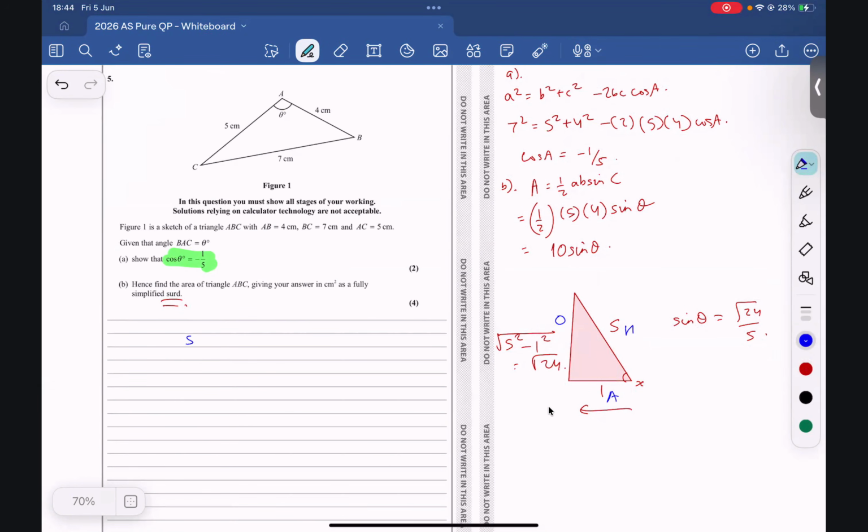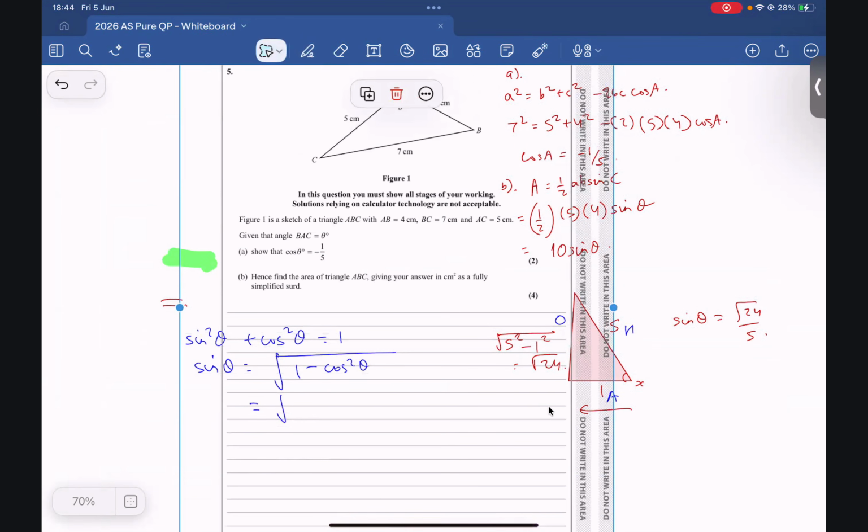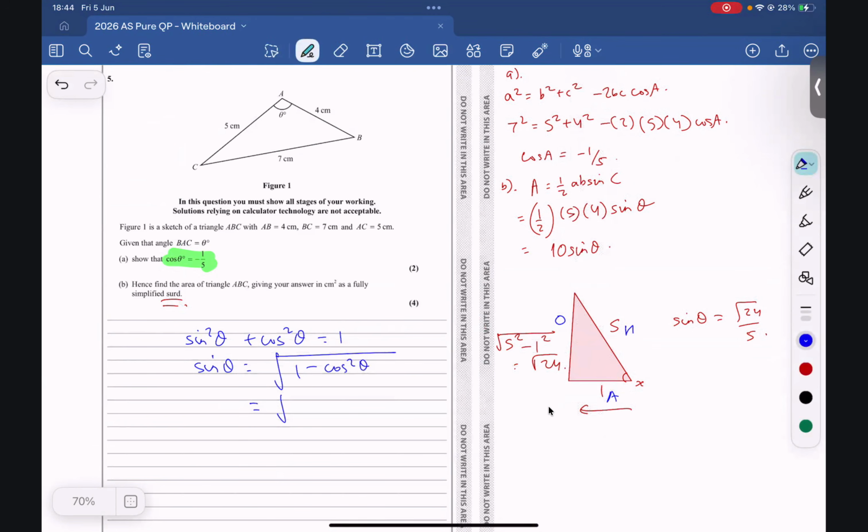We know that sine squared theta plus cos squared theta equals 1, which means that sine theta equals the square root of 1 minus cos squared theta. That's quite useful, and it comes up in a lot of year 13 questions as well. Then you just have root of 1 minus the exact value, minus 1 over 5, squared, and you get the same answer, root 24 over 25, which is root 24 over 5. You can simplify that more as well, but then we can just put that in.